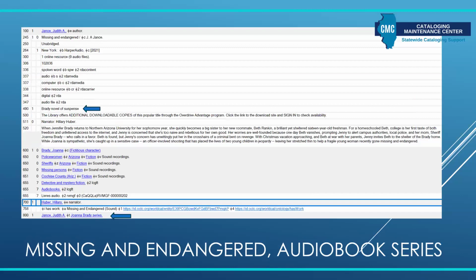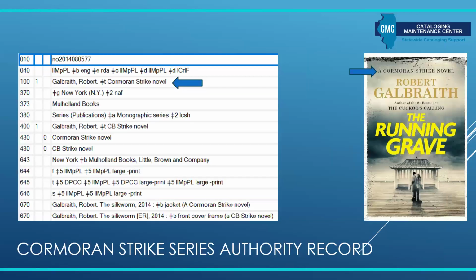All right, so this is the MARC record for the example of the audiobook series. Remember, a few slides ago, we were looking at the two different series titles for the Joanna Brady series. So this is an audiobook. In the 490 1 field, series statement, there is Brady Novel of Suspense, remembering it's transcribed as found on the item. And then in the 800 1 field, we have Jance, Judith A, and then subfield T, Joanna Brady Series, the authorized series title for audiobooks. I'm not sure why they decided to have two distinct series titles, but they did.